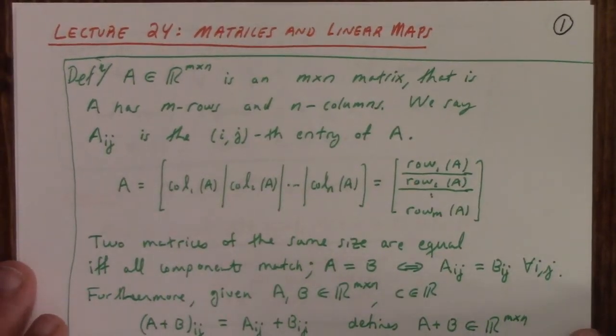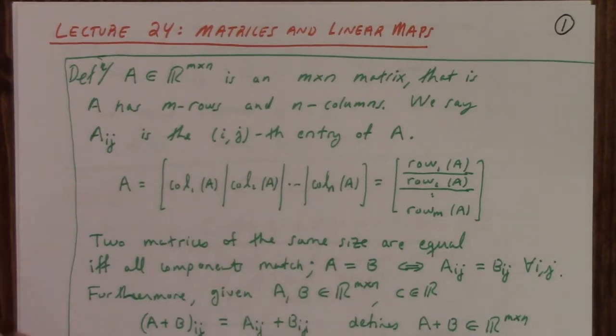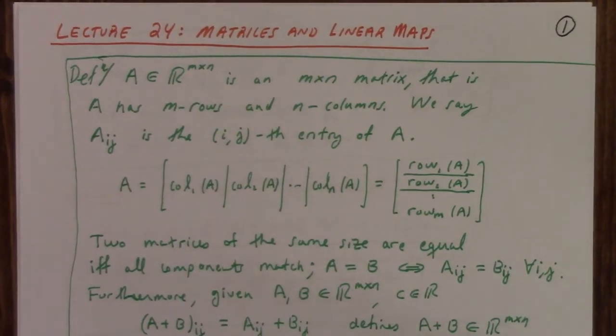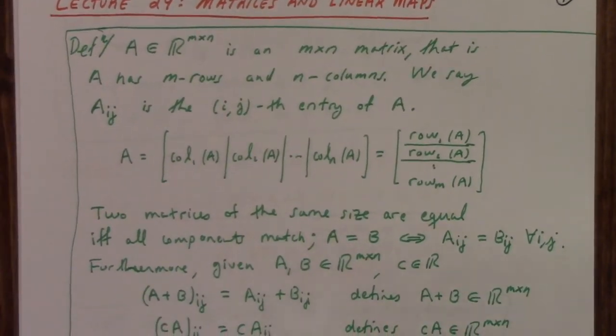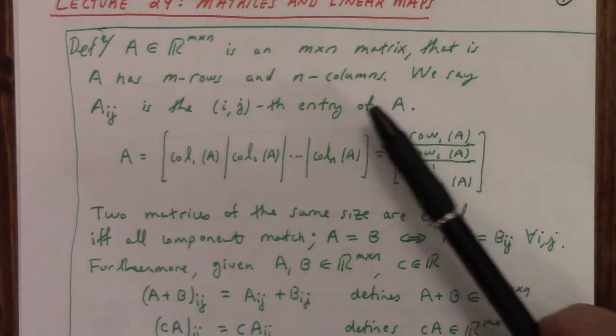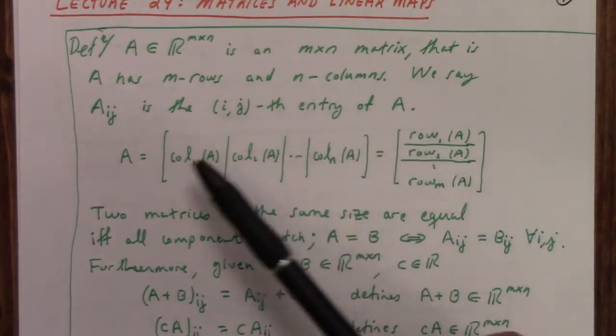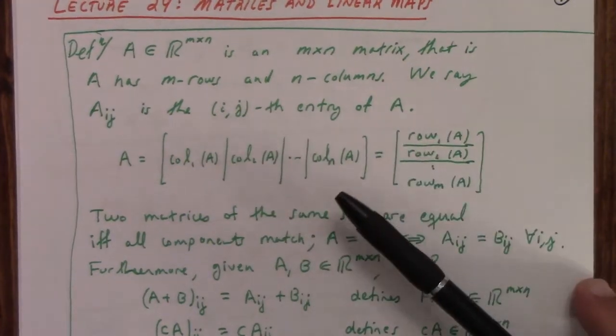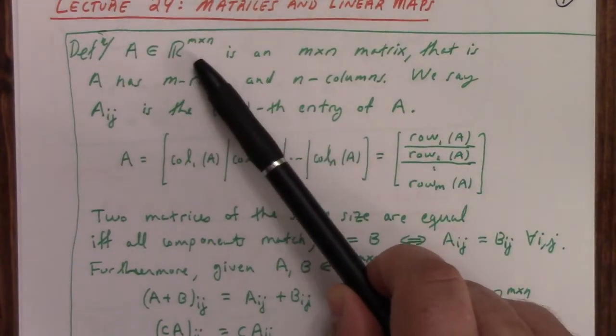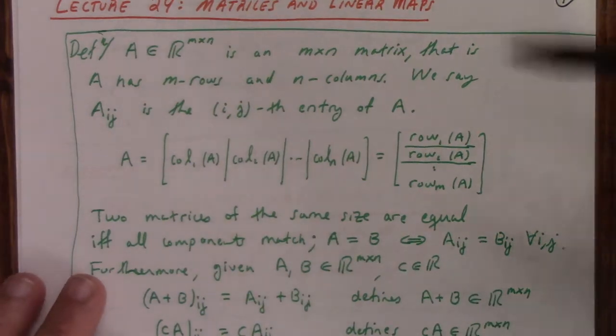This is lecture 24 on matrices and linear maps, and just to be a lightning review of what's a matrix. I think you already know, but just a quick review here. If we have an m by n matrix, that means it has m rows and n columns. We say that a_ij is the ijth entry of A. My notation is R^(m by n) is the set of m by n matrices.